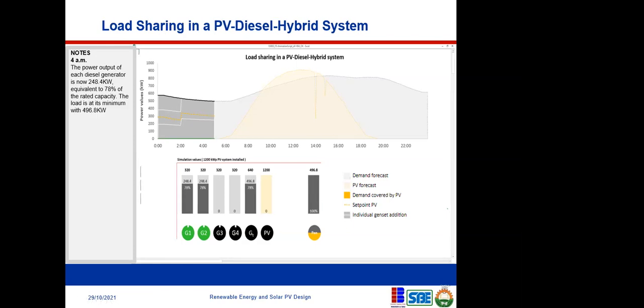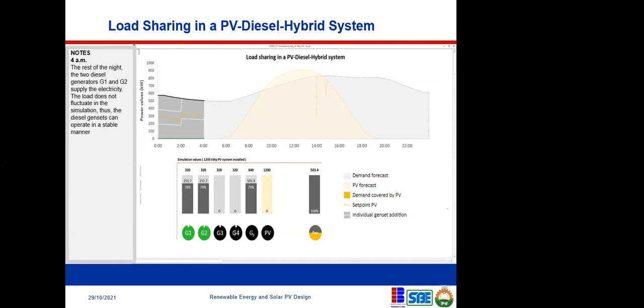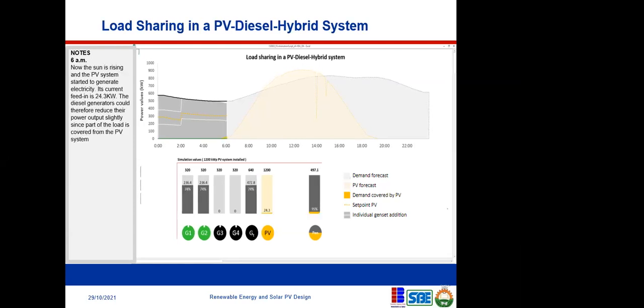Now this is 4 a.m. again, just similar to the last. Okay, this is the same 4 a.m. Now this is 6 a.m. I think this should be 5 a.m. There's a mistake here. This should be 5 a.m., but it is labelled 6 a.m.